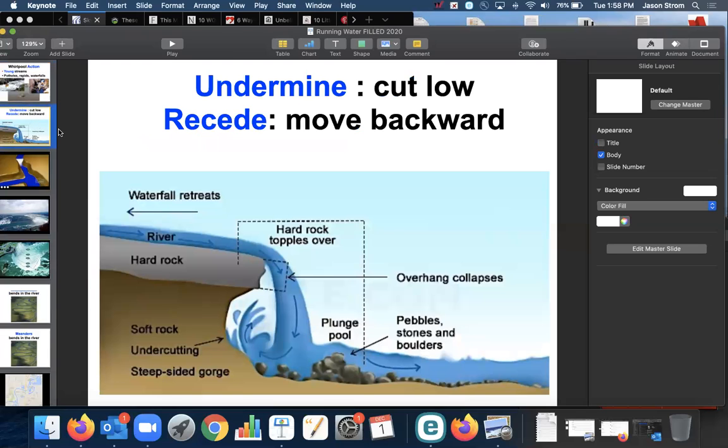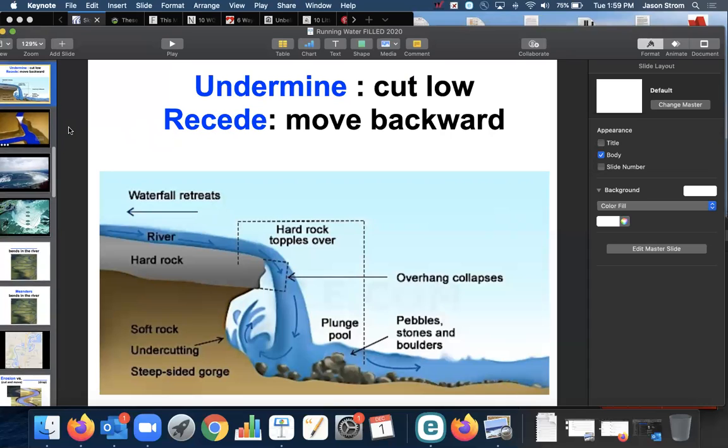Something that can also show up in rivers is waterfalls. And waterfalls actually move over time. They don't just move anywhere they want, but they move upstream. So whatever direction the water's flowing, which would be flowing downstream, waterfalls move upstream. They do that through this process. They recede upstream through this process of undermining.